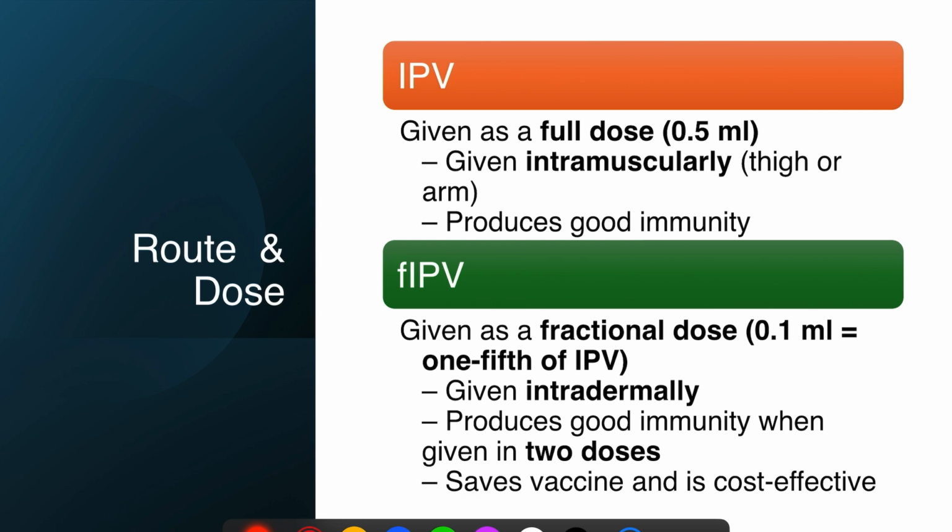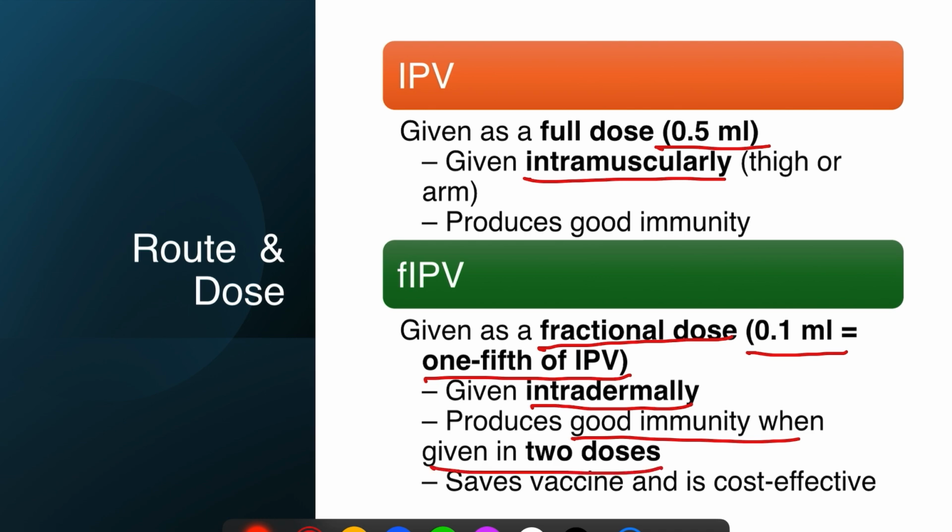Coming to the route and dose of IPV vaccine, it can be given either by the intramuscular route or by the intradermal route. When we are giving it intramuscularly, the dose is 0.5 ml. And when we are giving it intradermally, only a fractional dose, that is 1/5 of the intramuscular dose, that is only 0.1 ml is required. Fractional dose also produces good immunity when given in two doses.